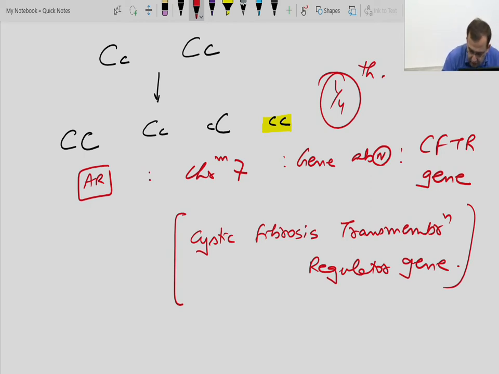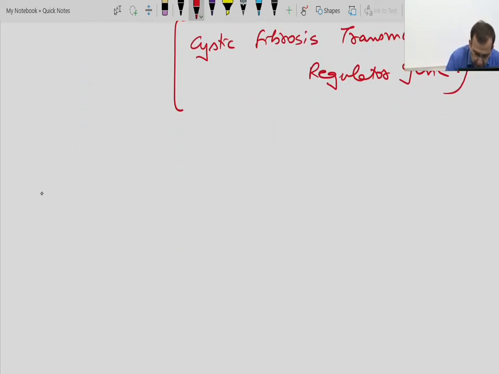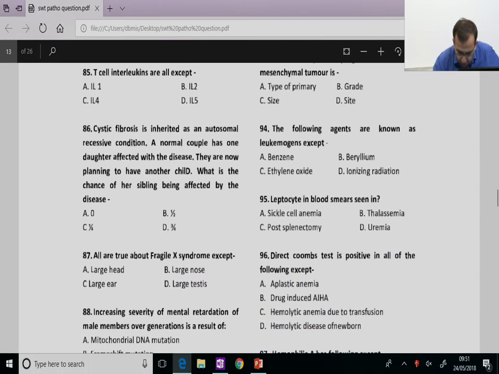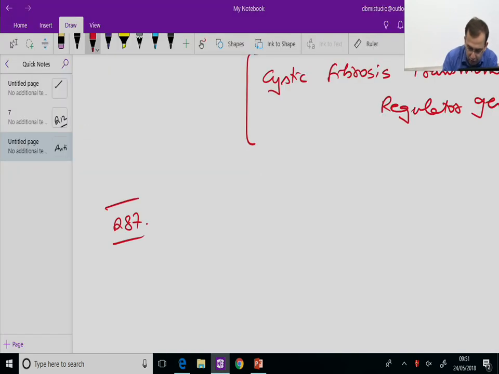Next, this gets us to the next question, that is question number 87. Now, all are true in Fragile X, repeatedly asked. They have a large head, large ears and large testes. What is not large is the nose. So just touch your nose once and you will forever remember it. It is not associated with a large nose.